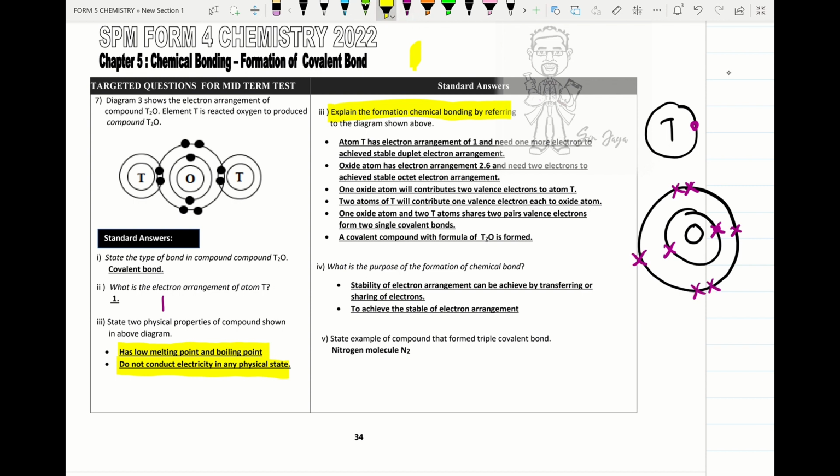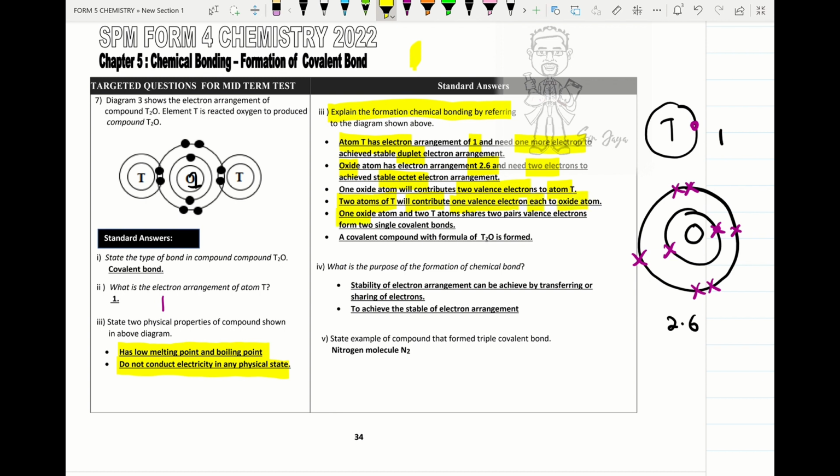Alright, so first, for atom T, the electron arrangement is 1 and it needs one more electron to achieve a stable electron arrangement. The oxide atom has electron arrangement 2.6, and it needs 2 electrons to achieve a stable octet electron arrangement. So one oxide atom will contribute how many electrons for sharing? Alright, one oxide atom will contribute 2 valence electrons, and 2 atoms of T will contribute 1 valence electron each.